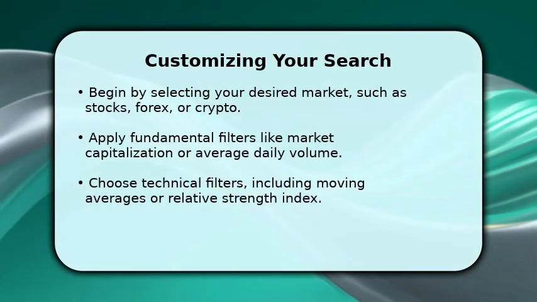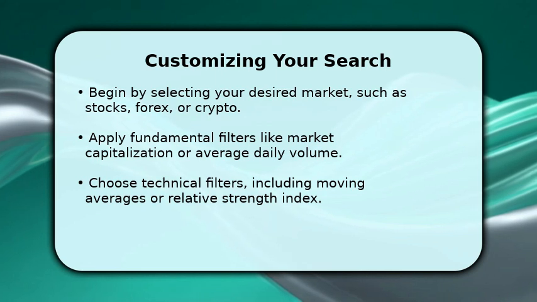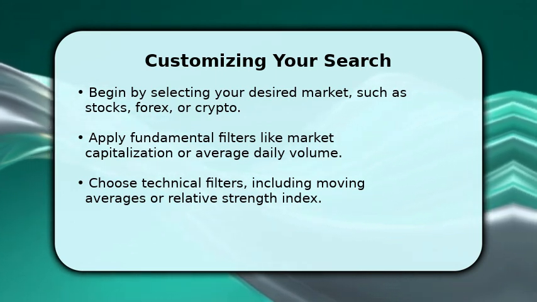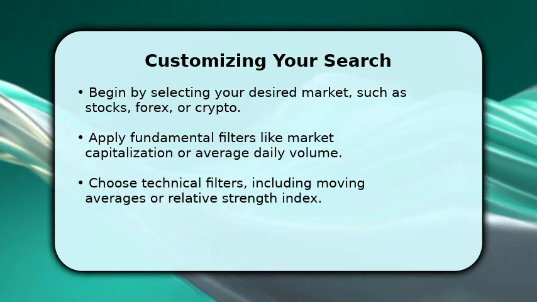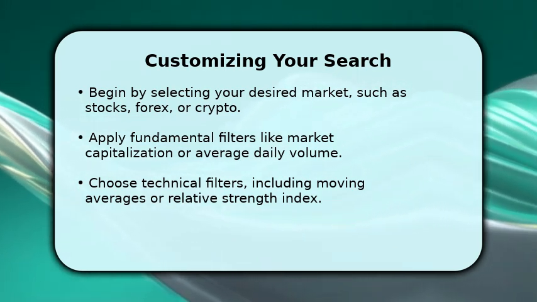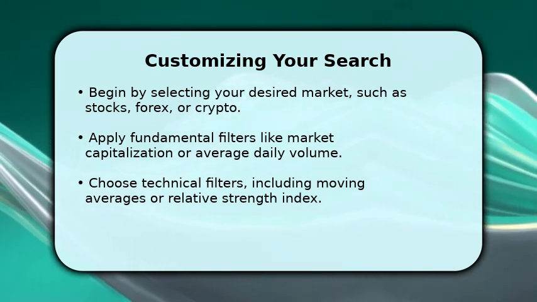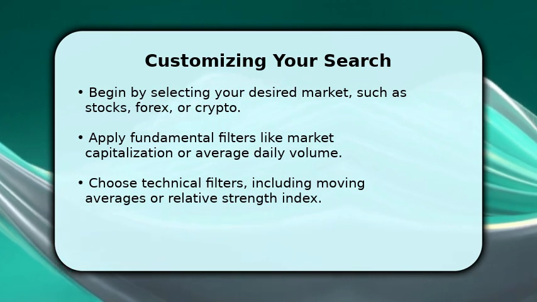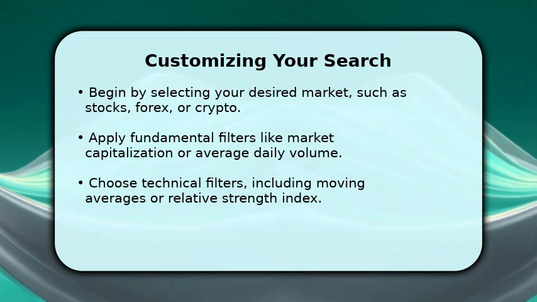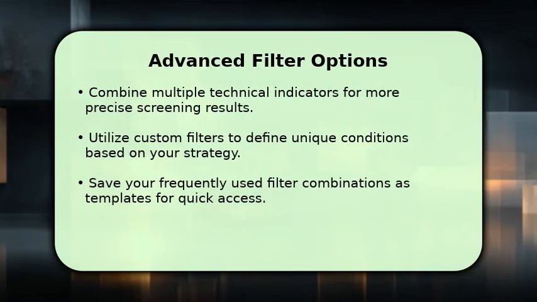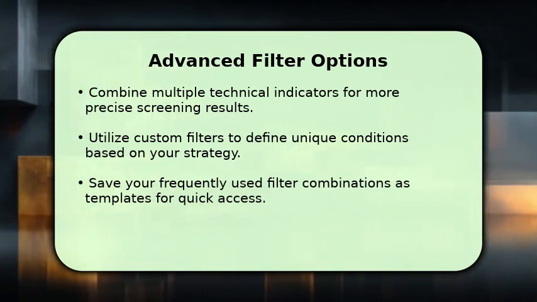assets. To begin customizing your search, first select your preferred market, whether it's stocks, forex, or cryptocurrencies. Next, apply fundamental filters such as market capitalization, which can range from under $100 million to over $10 billion, or average daily volume. You can also add technical filters like the 50-day moving average or the relative strength index, setting precise values for each. For more advanced screening, combine multiple technical indicators to create highly precise search conditions.